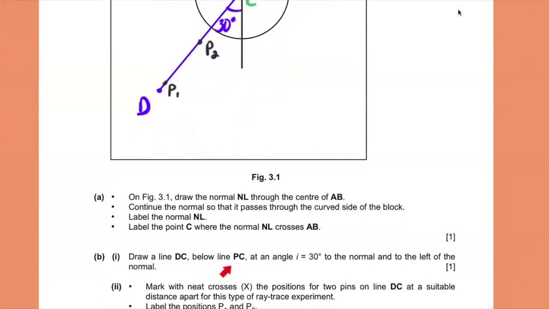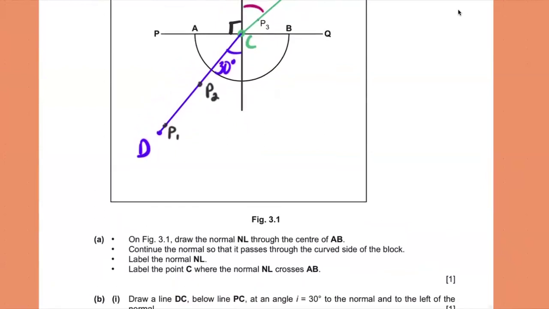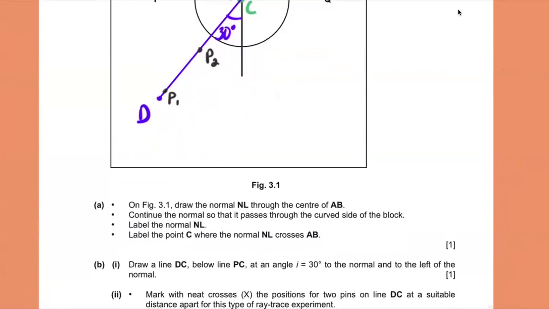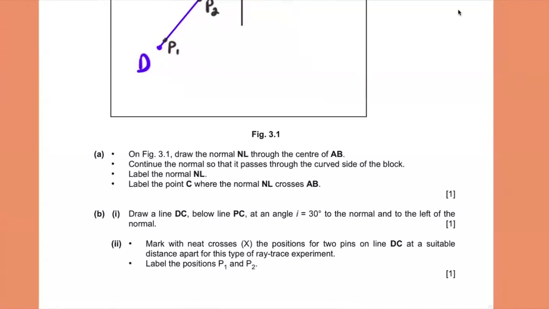Draw a line DC below line PC at an angle of incidence 30 degrees to the normal and to the left of the normal. PC was this line here. So DC is below that, and the angle of incidence is always with respect to the normal. So this angle is 30 degrees. And as you can see, this is also to the left of the normal. You weren't supposed to draw it here. This is what the examiner is trying to tell you. Mark with neat crosses X for the positions for 2 pins on the line DC at a suitable distance apart.